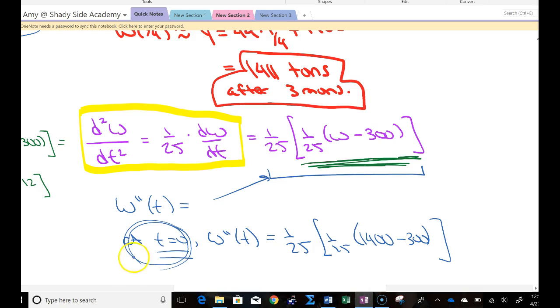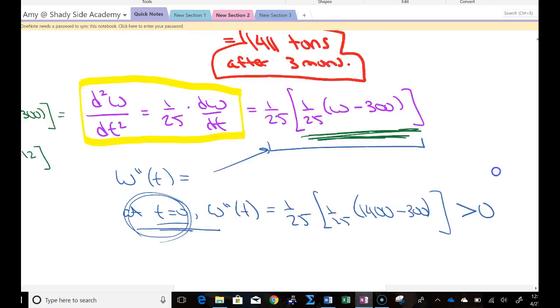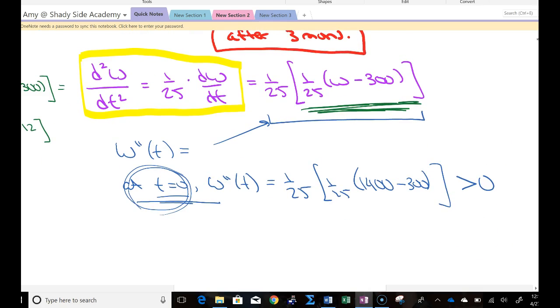Anyway, at t equals 0, W double prime is positive, which means the W function is concave up. Therefore, the local linear approximation is an, what, everyone? An under approximation. There is the full homework going over of the problem set.